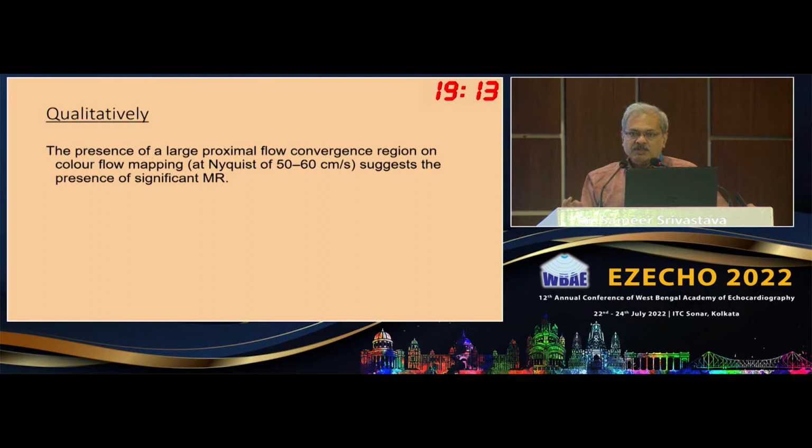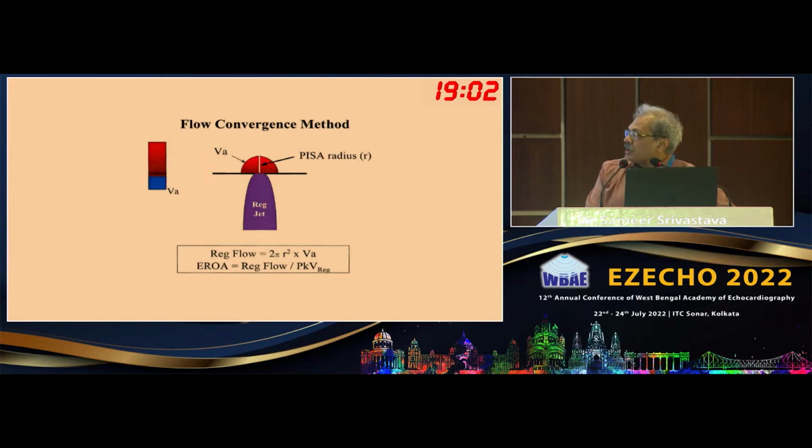Spontaneous PISA means that it is a severe mitral regurgitation for which you don't need to adjust your bars, you don't need to come down on your Nyquist limits. Spontaneous PISA means it is significant mitral regurgitation. Now this is the flow convergence.